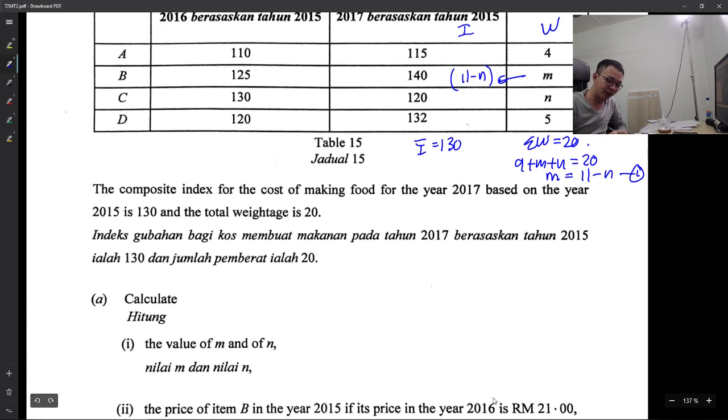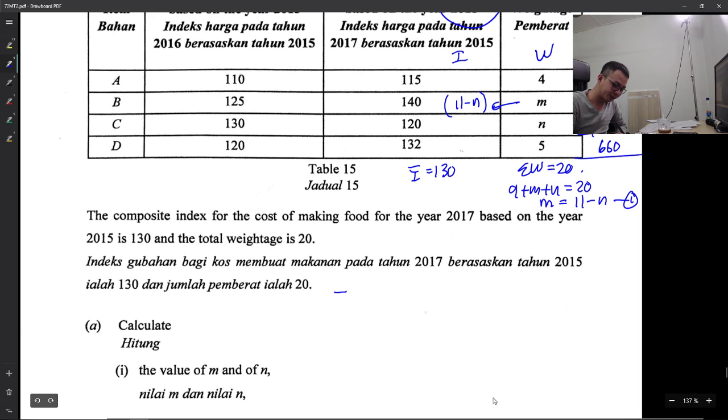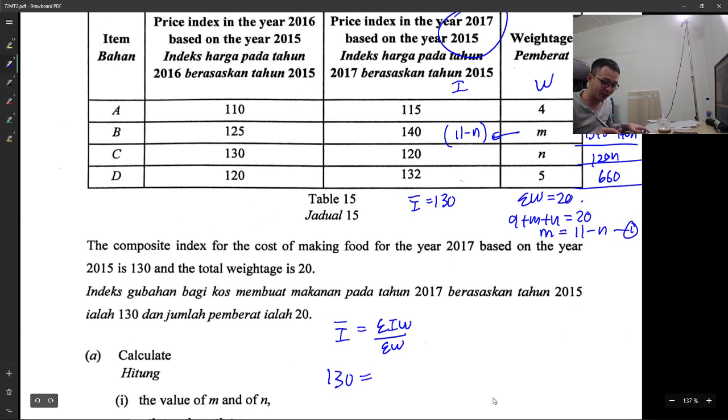Because we know the composite index is the sum of index number times weightage, divided by the sum of weightage. So I will just substitute in all the information I have. This one I haven't added, so I'm going to add all the numbers first: 460 plus 1540 plus 660.